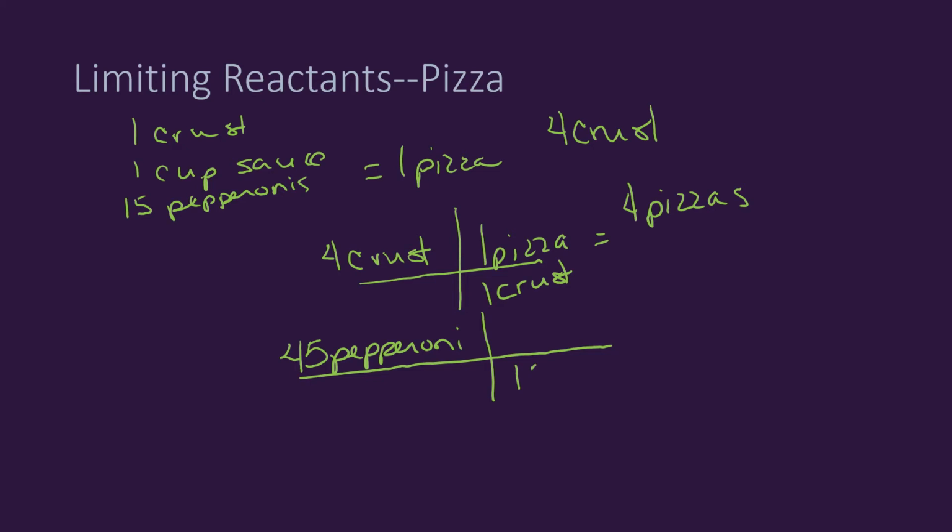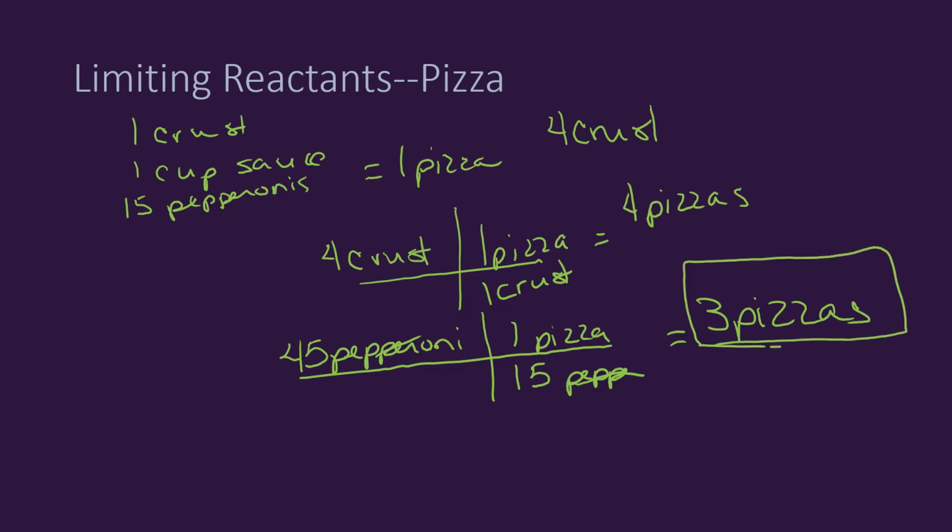I said we needed 15 pepperonis for 1 pizza. 40, so I can make 3 pizzas. So our limiting reactant is the one that means I can make the least. So I can only make 3 pizzas. So in this case, pepperoni is my limiting reactant.